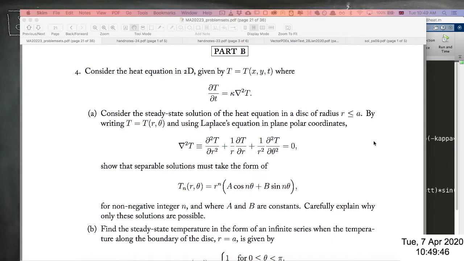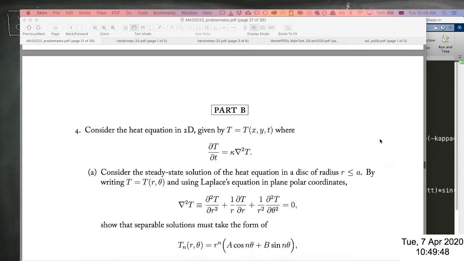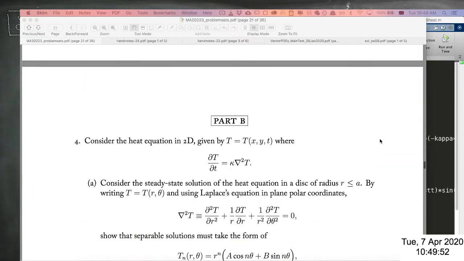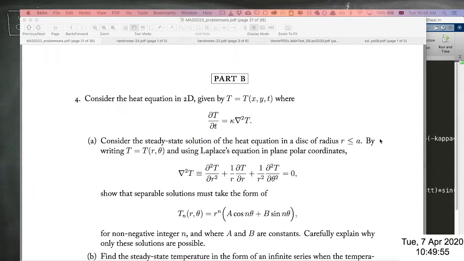Someone has asked, what's the difference between part A and part B? The difference is that in part A, you would hand it in to your tutors to be marked, and part B, you would compare with the solutions.